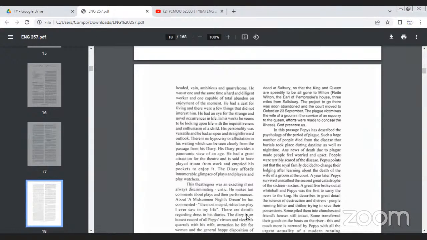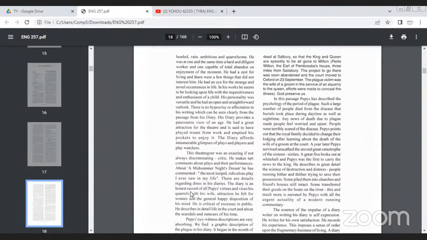There are details regarding dress in the diaries. The diary is an honest record of all Pepys's virtues and vices, his quarrels with his wife, the attraction he felt for women, and the generally happy disposition of his mind. He is critical of excess in expense, in private and in public. He describes the detailed life in the court and the scandals and rumors around it.